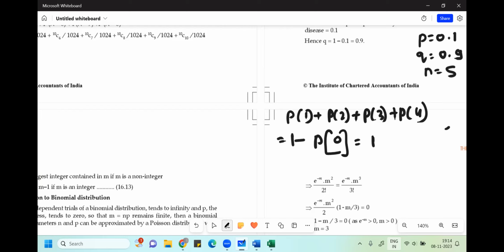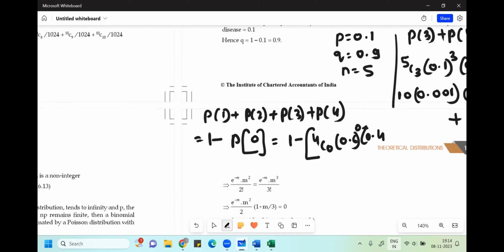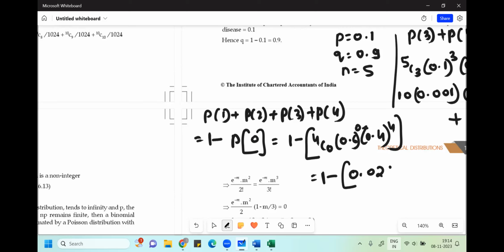Okay, so one minus, how many are there? Four. 4C0, success is 0.6 to the power 0, failure 0.4 to the power 4. So this would be 1 minus 4C0, which is 1, times 0.4 to the power 4, which would be 0.0256. 4 to the power 4 is 256, right? Just solve this, you'll get the answer: 0.9744.